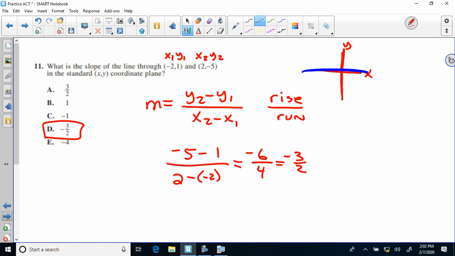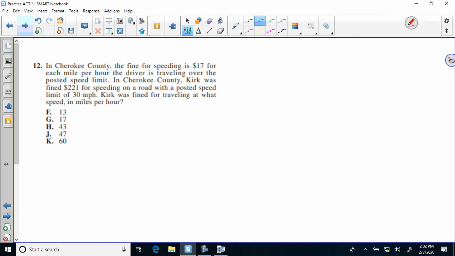Number 12. In Cherokee County, the fine for speeding is $17 for each mile per hour the driver is traveling over the posted speed limit. In Cherokee County, Kirk was fined $221, which is a lot of money. I would be poor. So $221 for speeding on a road with a posted speed limit of 30 miles an hour. So every mile you go over, you get charged 17 bucks.